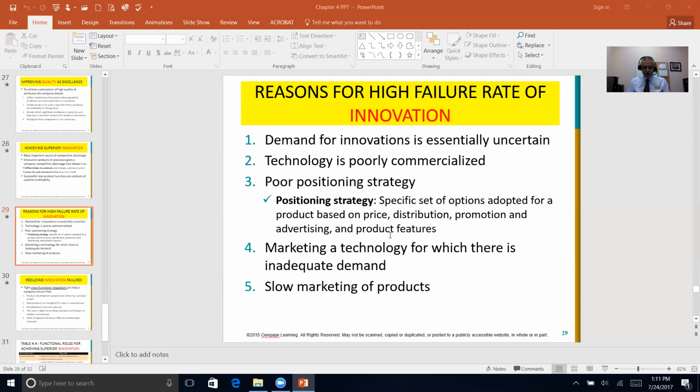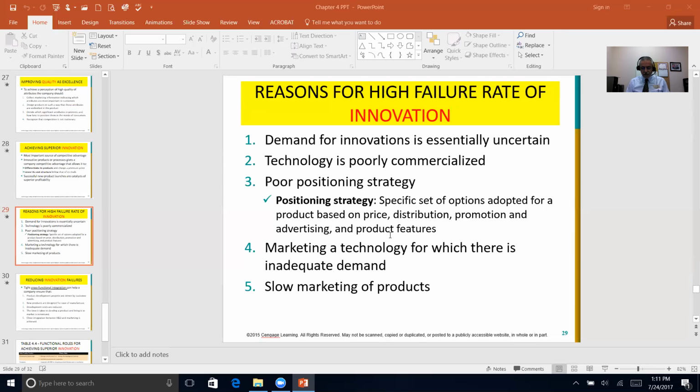Maybe the new products fail because the technology is not commercialized enough. Our differentiation is not communicated in such a way where our consumers are seeing the differentiation of our products and what it offers compared to our rivals. Another one may be positioning strategy, is where a specific set of options a company may adopt for a product that is based upon several dimensions, or these four main dimensions of price, distribution, production, and advertising, and product features.